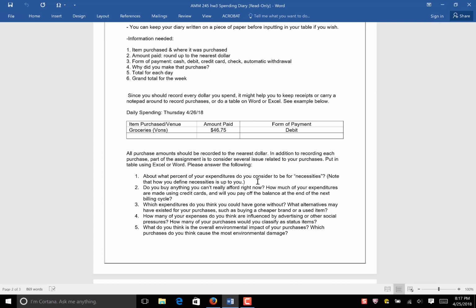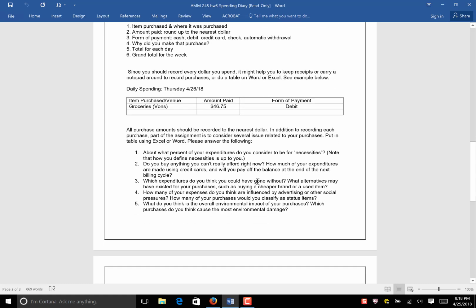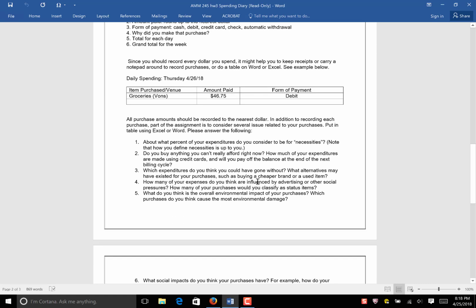So not buying something at all, or buying generic, like a private label, or maybe a more simple version of whatever it is. That could be something without all the bells and whistles. That could be something as well. How many of your expenses do you think are influenced by advertising or other social pressures? How many of your purchases would you classify as status items? May not be any, maybe just a couple.